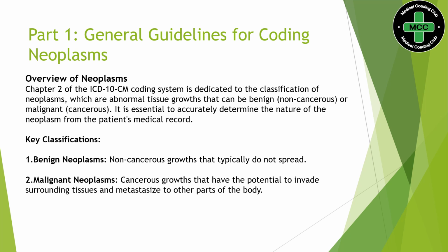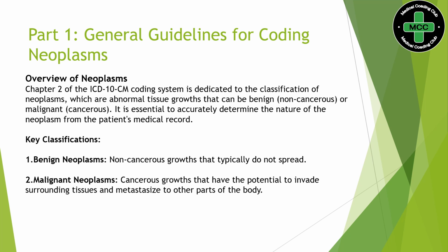Next, we'll understand the classification of neoplasm. The first one is benign neoplasm. Benign neoplasm, as I said earlier, is non-cancerous, and usually it will not spread. Coming to malignant neoplasm, which we call cancerous, it has the potential to invade the surrounding tissues, and it can metastasize to other parts of the body.